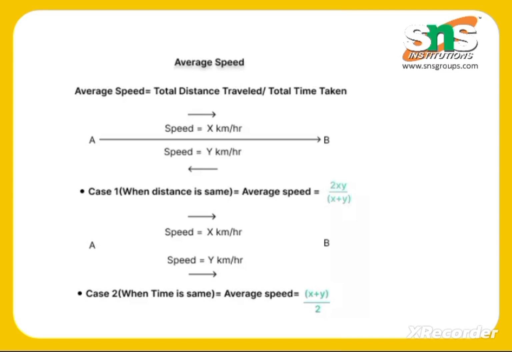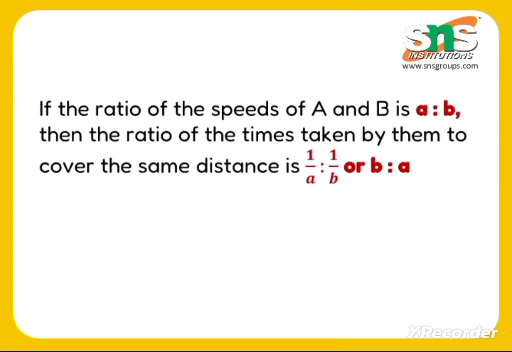Okay, now if the ratio of the speed of A and B is A is to B, the ratio of time taken will be 1 by A is to 1 by B, or B is to A. What does this tell us? When you are traveling at a certain speed, when the speed increases, the time decreases. When the time increases, the speed decreases. They are inversely proportional to each other. So we should always keep these hints and concepts in mind when solving problems.